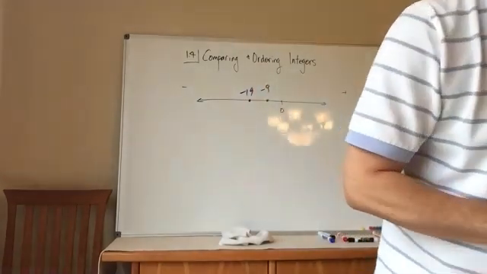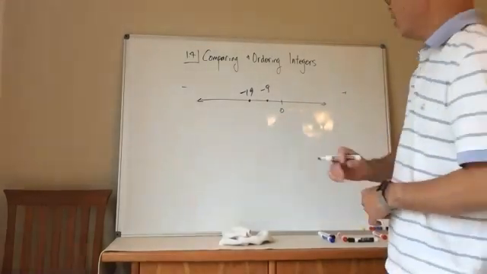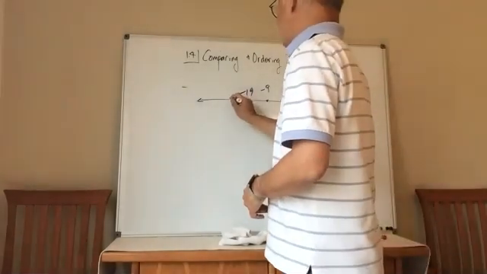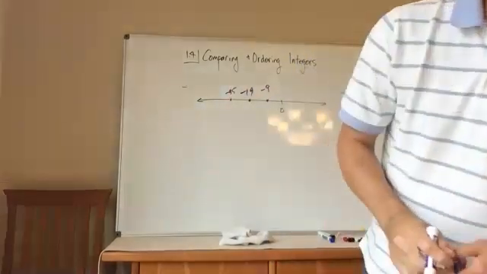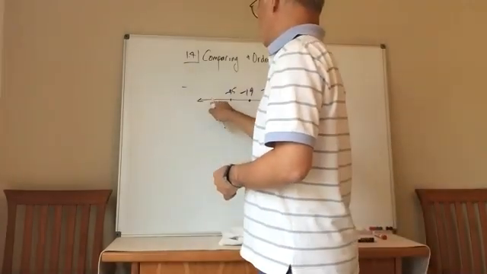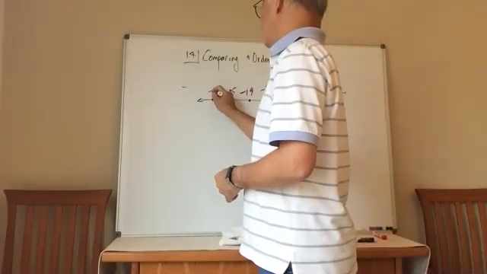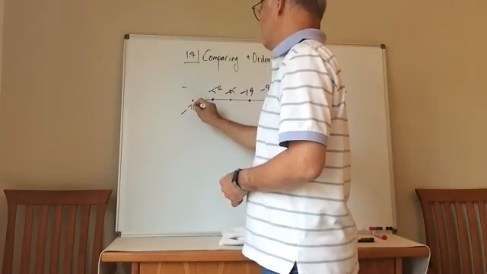What's the next one? The next one would be -35, right? And the next one would be -54. And I'm going to assume that -70 is somewhere around here.